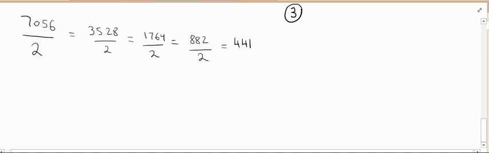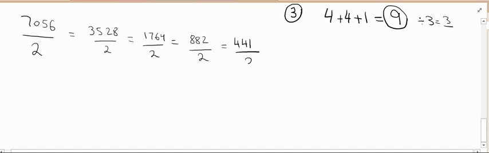has a certain property. If you want to know whether 441 is divisible by 3, add 4, 4 and 1. It will be 9. If the sum of the individual digits is exactly divisible by 3, then the number itself is also divisible by 3. Now if you divide 441 by 3, it will be 147.